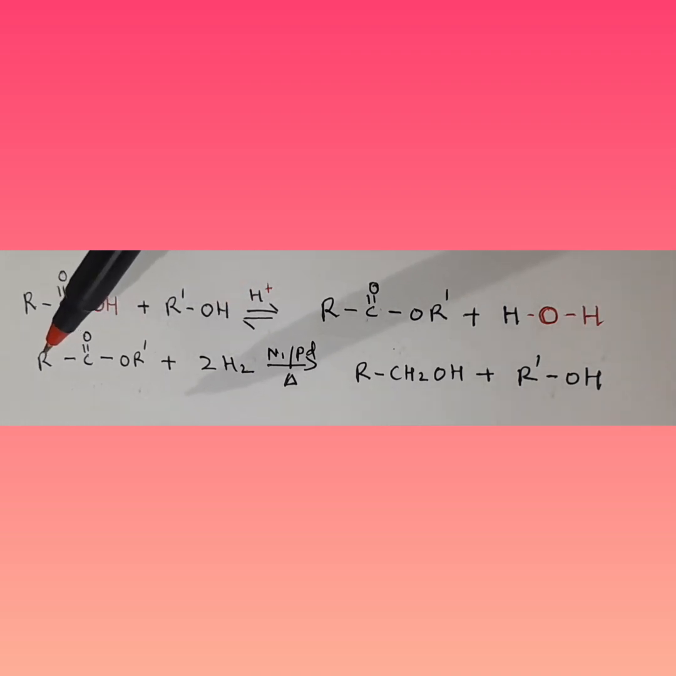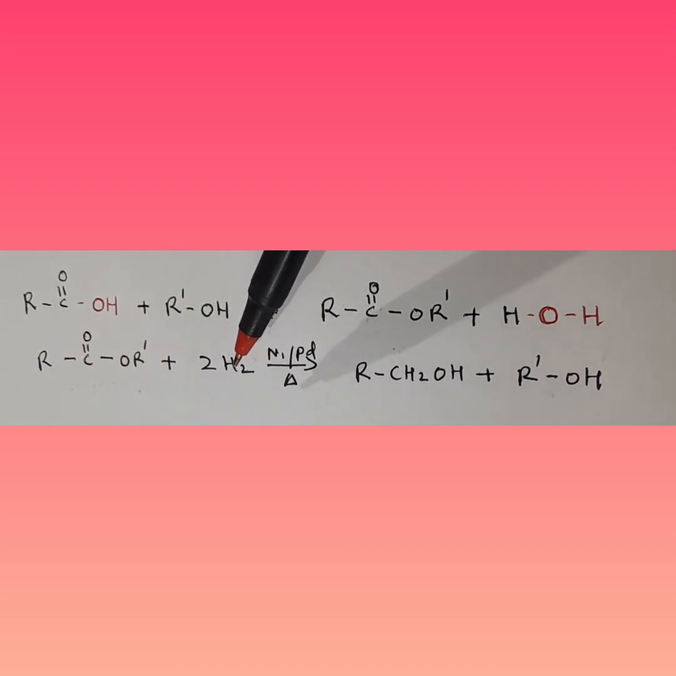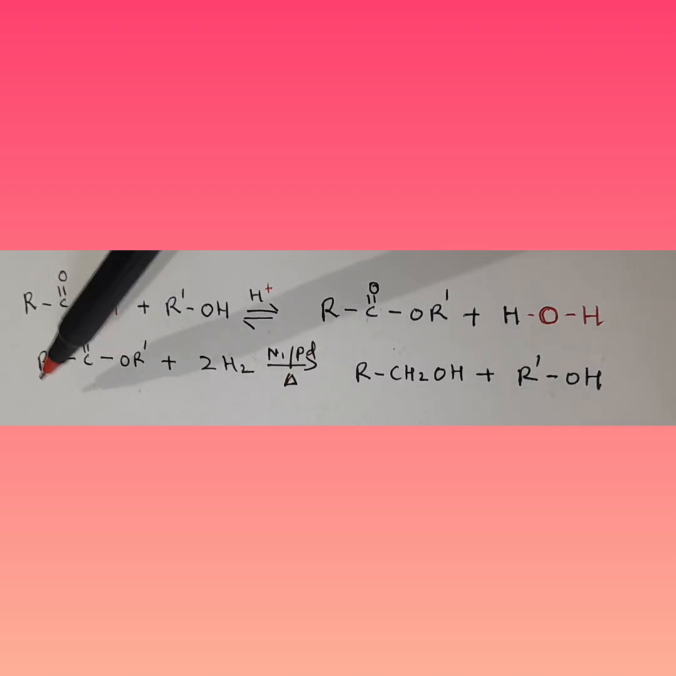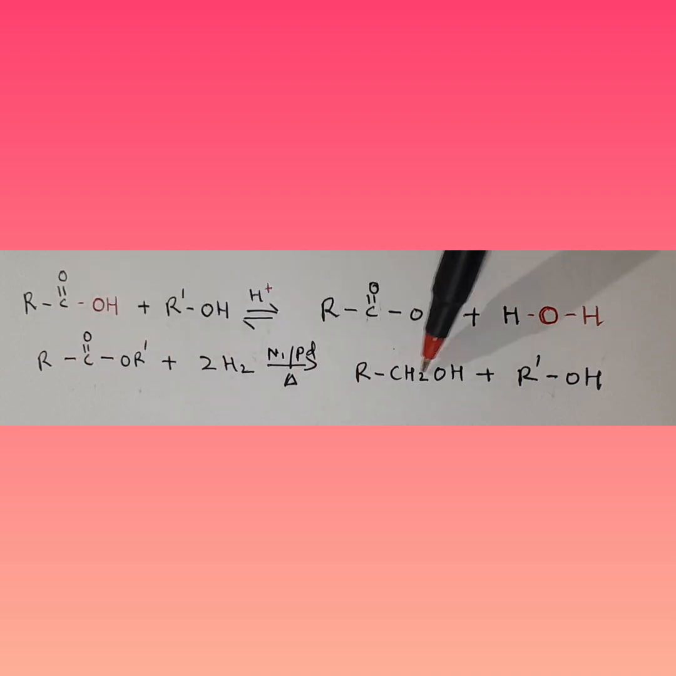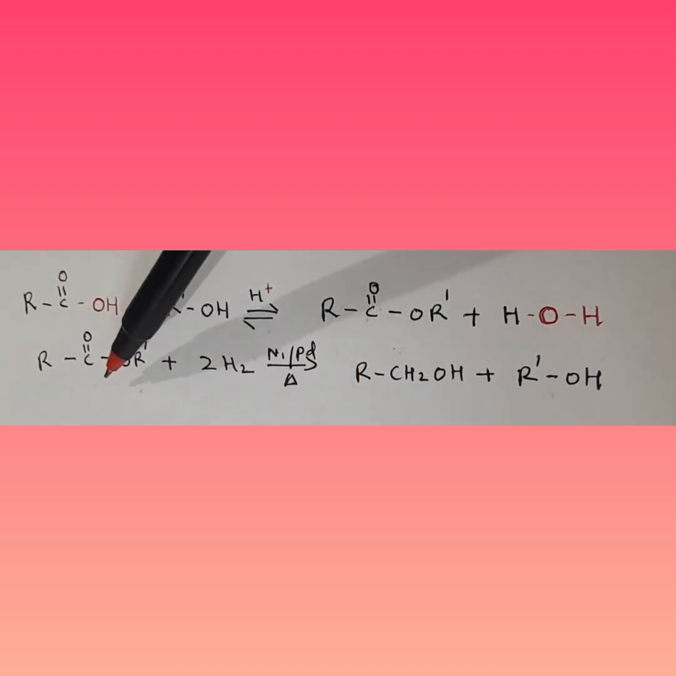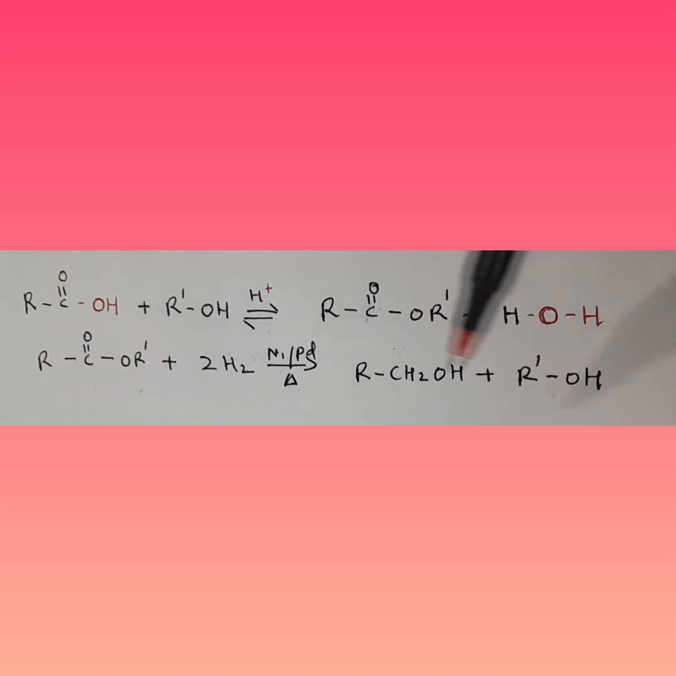Now the ester synthesized is then reduced with hydrogen gas in presence of nickel or palladium catalyst. On heating, what we end up with is two alcohols. One alcohol of this gets reduced to RCH2OH. So this is one alcohol which we get, and this is yet another alcohol that we get. So we get RCH2OH plus R prime OH.